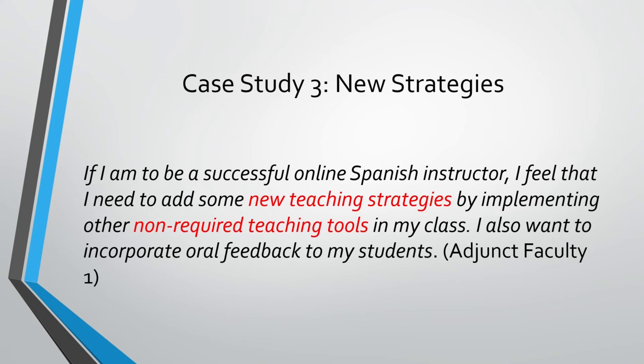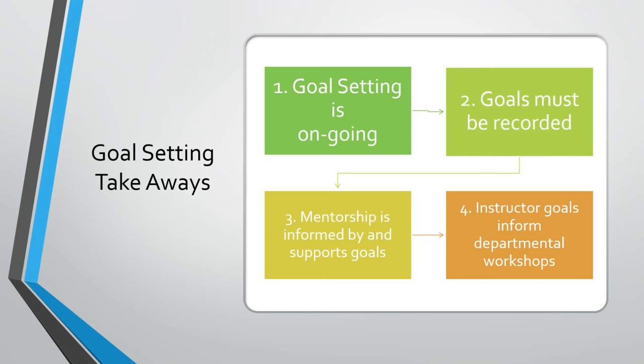Case study 3, we have an adjunct faculty, and the adjunct faculty says, if I want to be a good online instructor, I know I need to learn some new teaching strategies. And also implement maybe some tools that aren't required by the program, but that could really improve the class. Also, this adjunct faculty says, I also want to incorporate oral feedback to my students. So we have kind of a broad goal here of adding new teaching strategies, non-required tools, and then more specifically, this idea of incorporating oral feedback. This is really a great starting point for the mentor to work with this faculty member throughout the following academic term. So what are some goal setting takeaways?